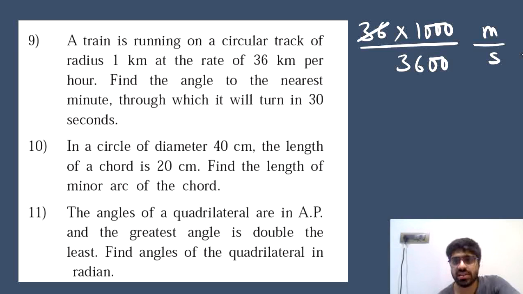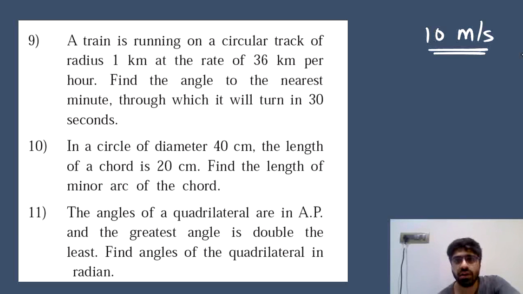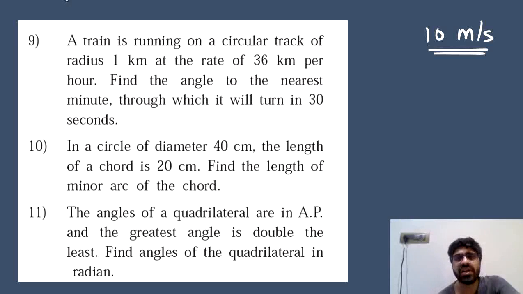So now 36 cancels off 3600, giving you 100 here. 2 zeros get cancelled up and down, and finally we can say that the speed given to us is 10 meter per second. So the train is moving at 10 meter per second, and we need to find the angle to the nearest minute through which it will turn in 30 seconds. Let's not go up to the nearest minute, let's just find the angle in whatever easiest form we get, and we will then go ahead with the next question.